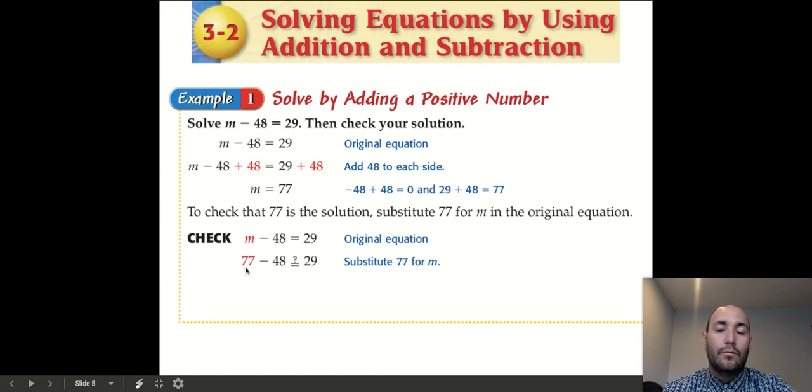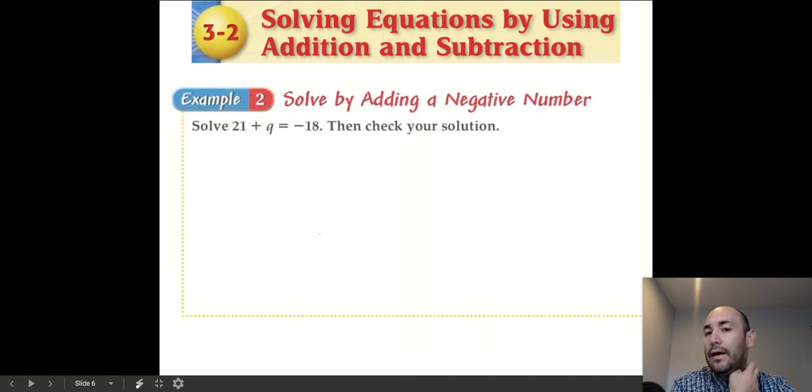The question is, 77 minus 48, does it actually equal 29? And the answer is yes. 77 minus 48 does in fact equal 29. So 29 equals 29. Both sides of the equation are equal, so the statement is true. So 77 is my solution. I was able to check that. All right, so let's look at another problem.